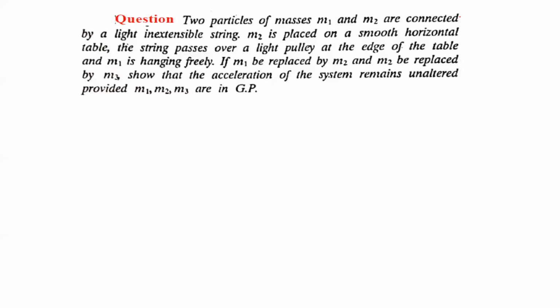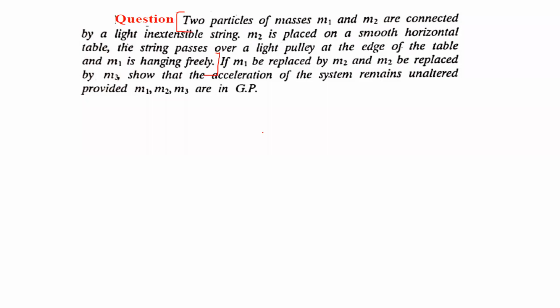So the next question: two particles of mass m1 and m2 are connected by a light inextensible string. m2 is placed on a smooth horizontal table. The string passes over a light pulley at the edge of the table, and m1 is hanging freely. If m1 is replaced by m2, first let us understand the question and the situation that is given.